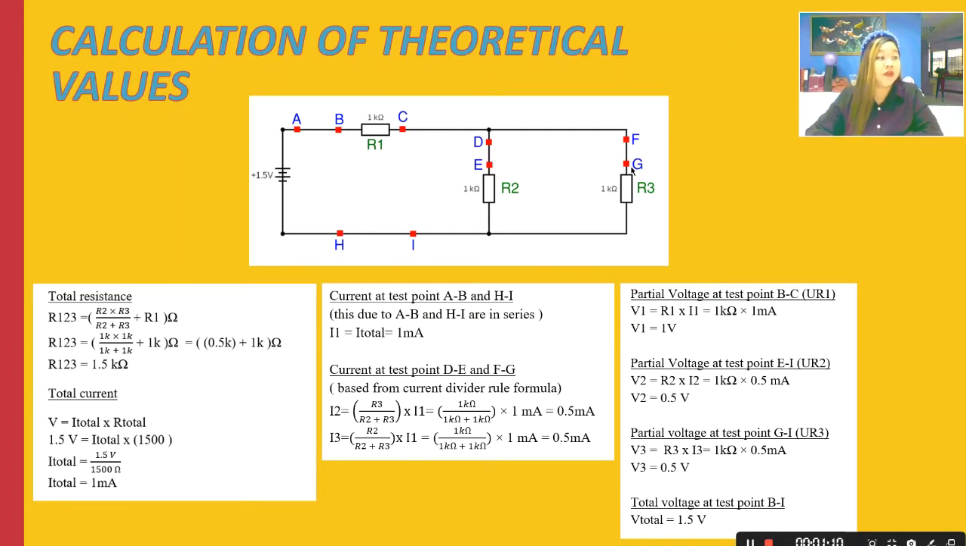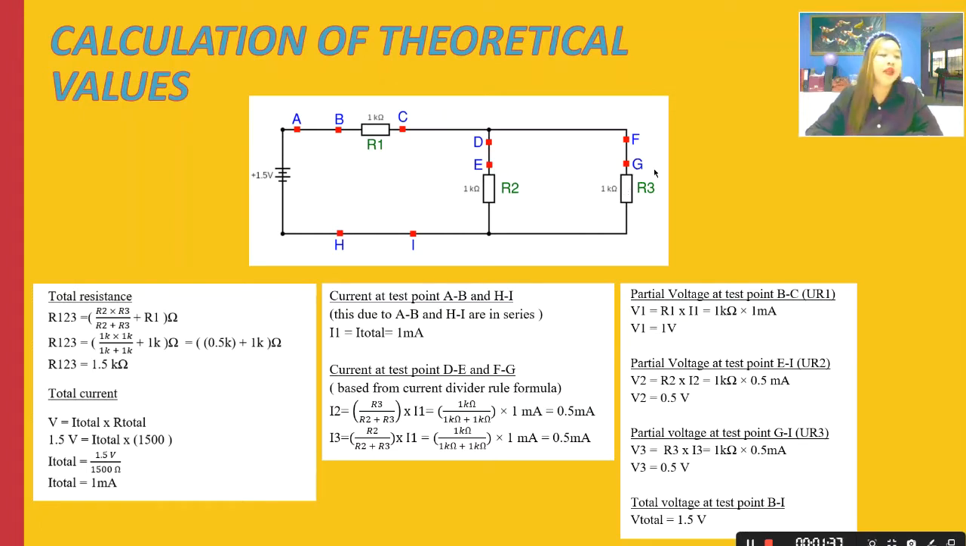Based on the current divider rule formula, we can calculate this using I2 equals R3 divided by R2 plus R3, times I1. So we get 0.5 milliampere. And similarly for I3, I3 is R2 divided by R2 plus R3, times I1. So the current at I3 is 0.5 milliampere.